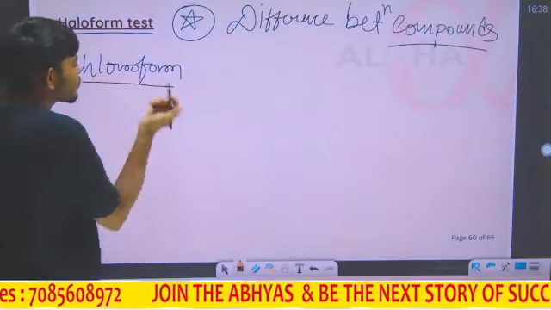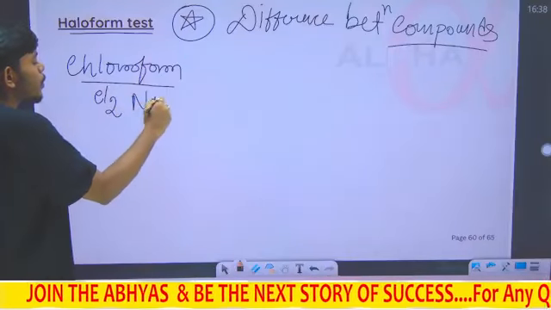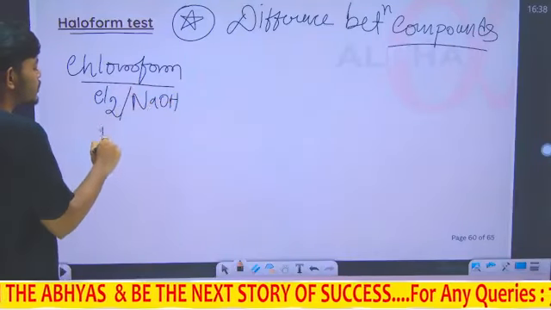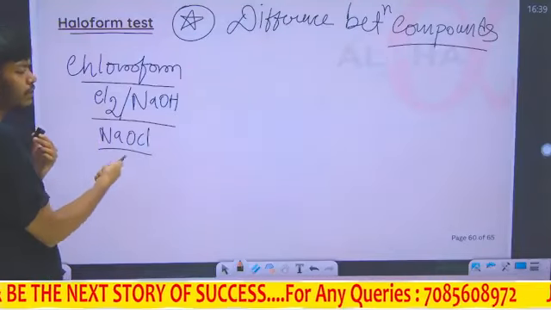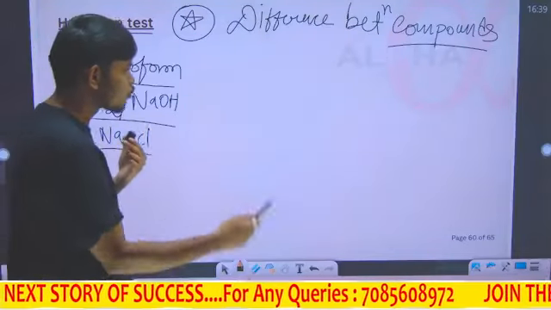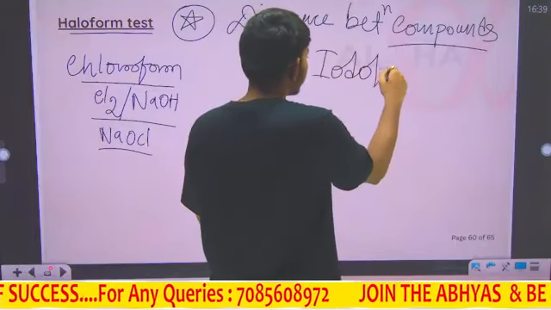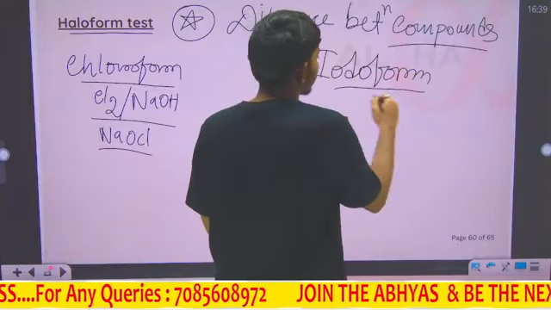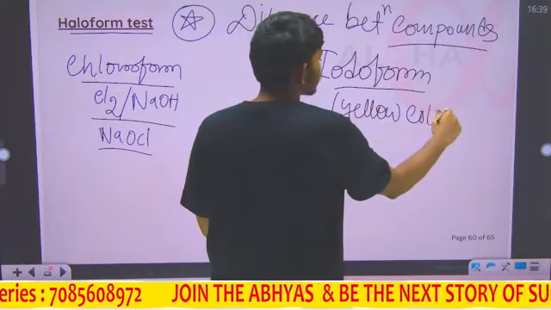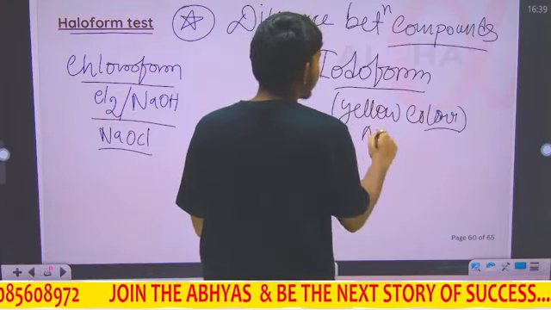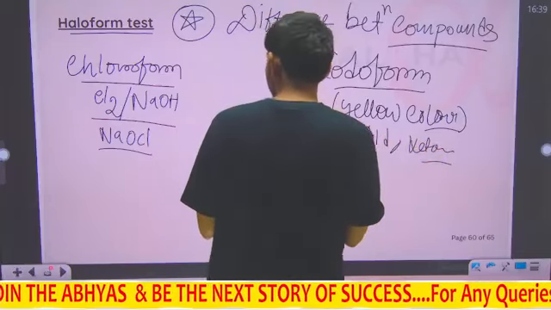chloroform. If you are using this as a reagent or this, both mean the same thing. If you are using this, you don't need to write this. This is your chloroform reagent. Another one is iodoform, with a characteristic yellow color. It is a yellow color test, heavily used in distinguishing aldehydes, ketones and different compounds.